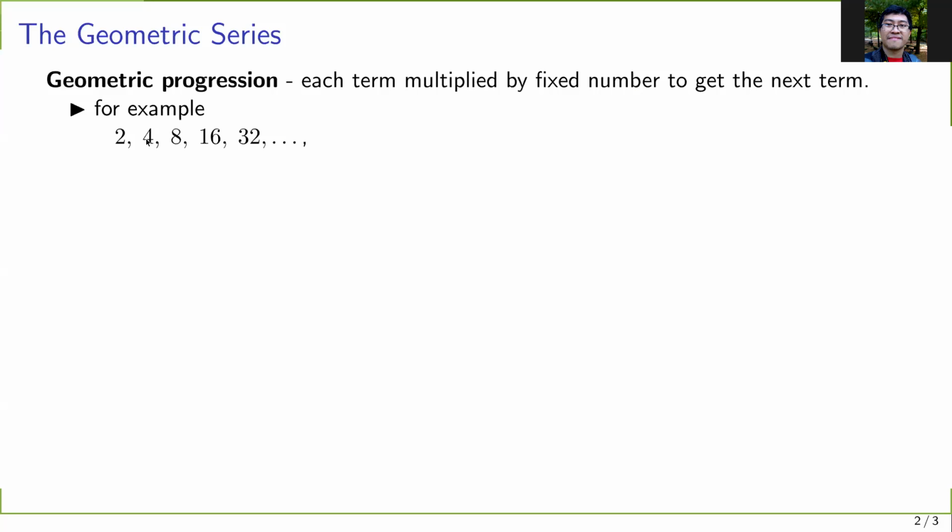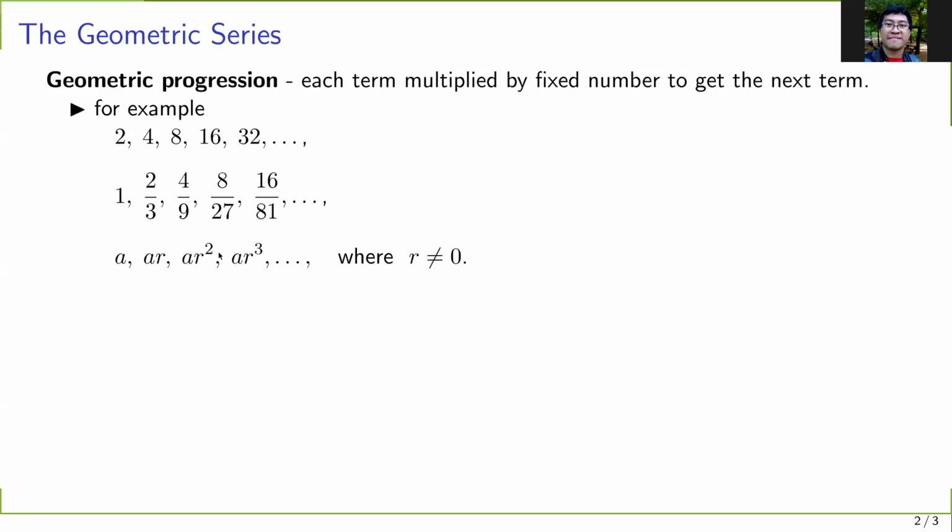So multiplying 4 by 2, we get 8. Multiply that by 2, we get 16. 16 times 2, that's 32. Another example, if you have 1 and then 2/3, multiply 2/3 by 2/3, you get 4/9, times 2/3, that's 8/27, times 2/3, 16/81.